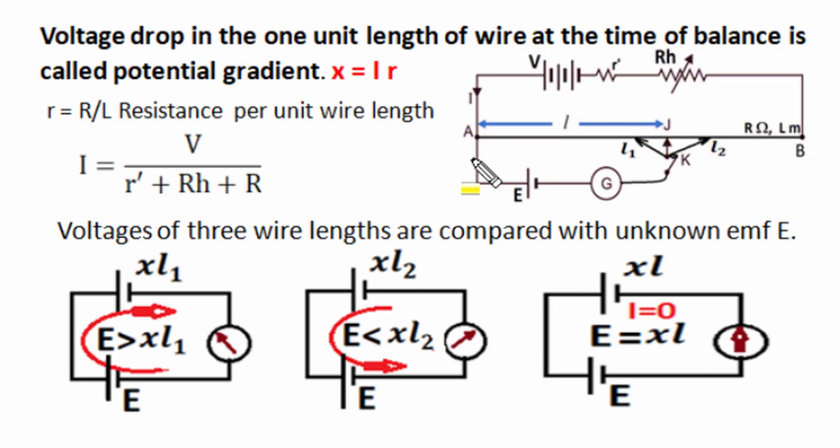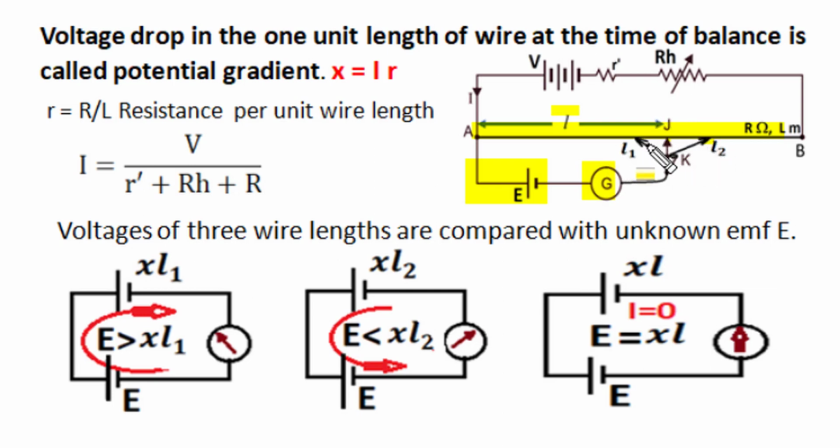Let's imagine that unknown voltage is compared with the voltage across the wire length, and this galvanometer is connected by a jockey contact at three length positions. One is length L, which we call the balance length, another is L1, less than the balance length, and the third one is L2, greater than the balance length.